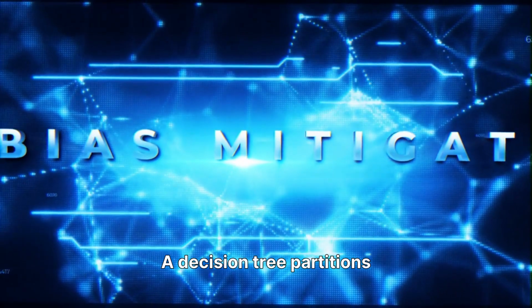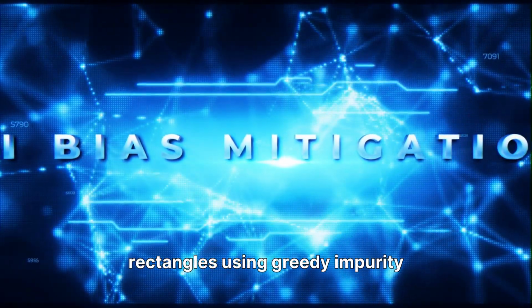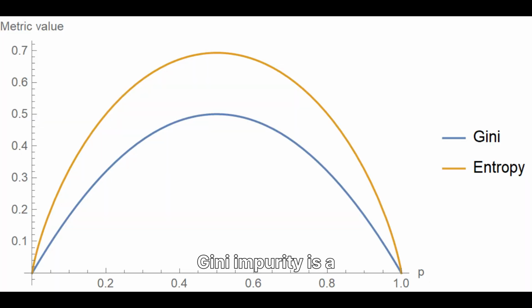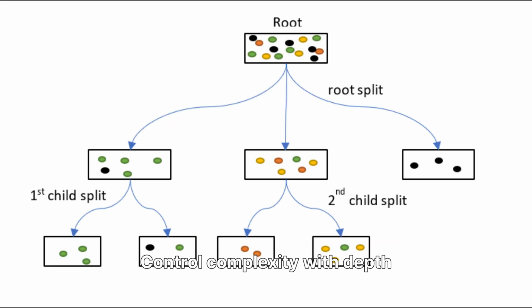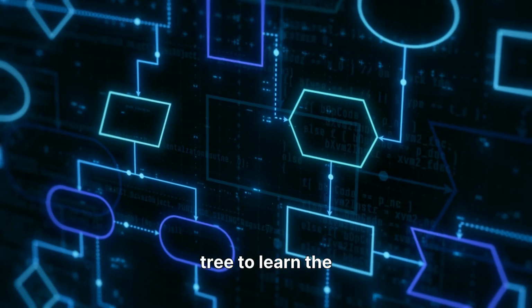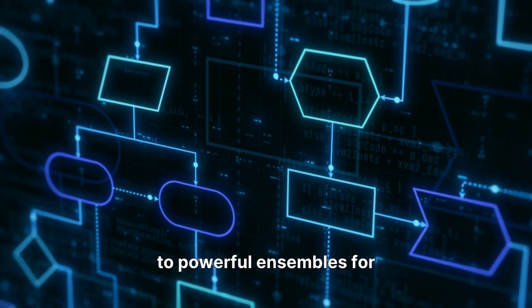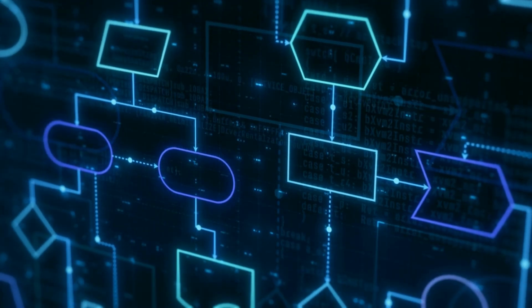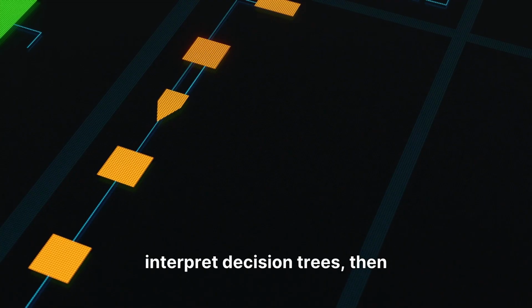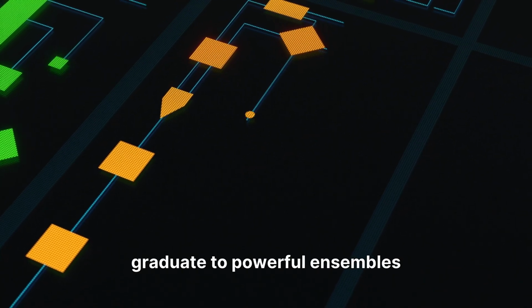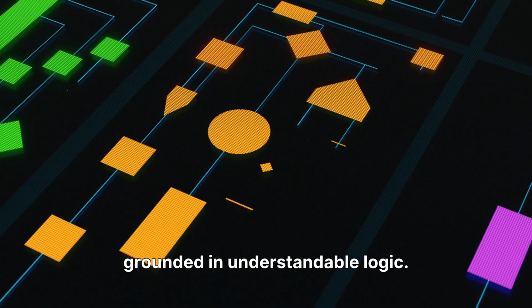A decision tree partitions the feature space into rectangles using greedy impurity reduction. Gini impurity is a fast, effective measure of node purity. Entropy is an alternative with similar behavior. Control complexity with depth and leaf constraints, and validate with proper splits and cross-validation. Start with a small tree to learn the data structure, then move to powerful ensembles for performance at scale. With these ideas and the code template, you can train, visualize, and interpret decision trees, then graduate to powerful ensembles while keeping your models grounded in understandable logic.